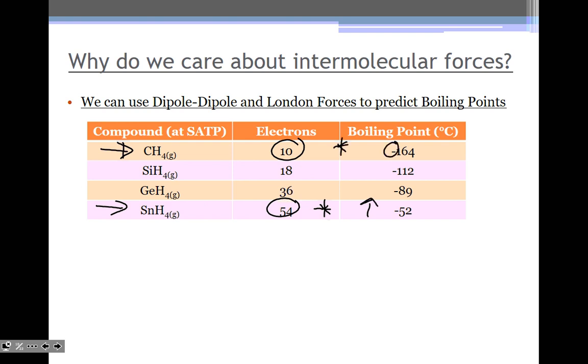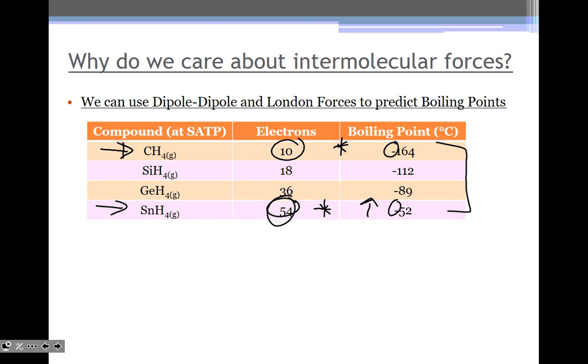And these are all negatives, kiddos. So obviously, negative 52 is a higher number than negative 164. These are all gases. So gases typically have very low boiling points, right, because they're gases. So all this is proving is that the higher the total amount of electrons, the more the London dispersion.